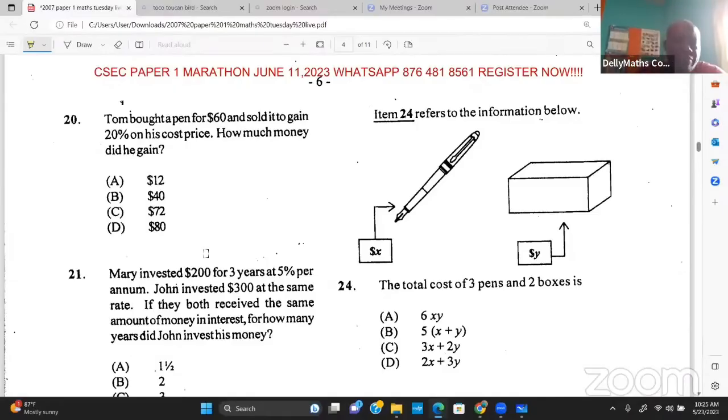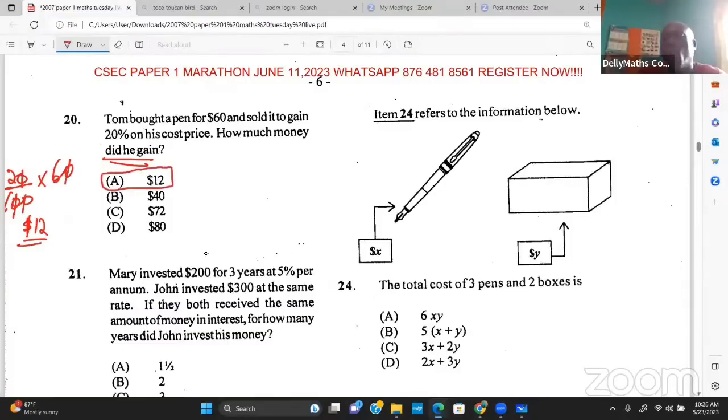All right, for number 20, it says Tom bought a pen for 60 and sold it for 20% to gain 20% on his cost. How much did he gain? Now, the question is not asking you how much did he sell the thing for. They're asking you how much did he gain? He gained 20%. So there are two ways you can work this out. One, you could say 20% of 60. Can do it that way. 0 cancels 0 and 0 cancels 0. 2 times 6 is 12. So you could look for your 12 right there.